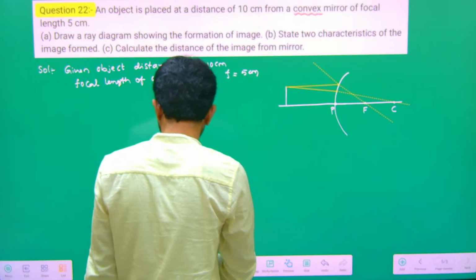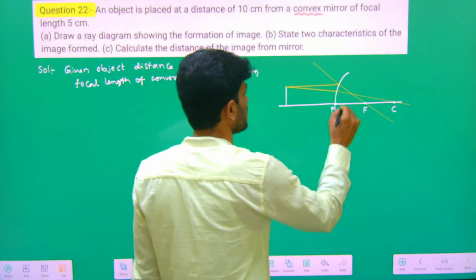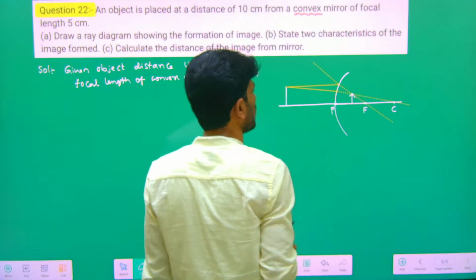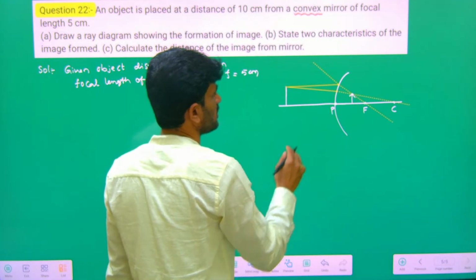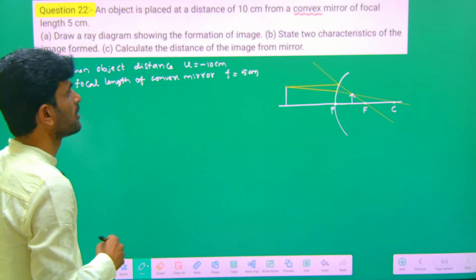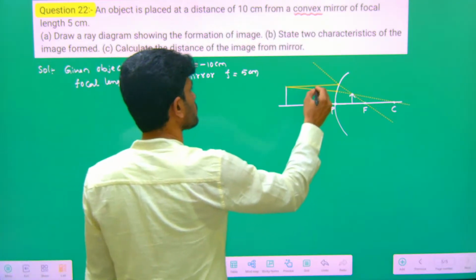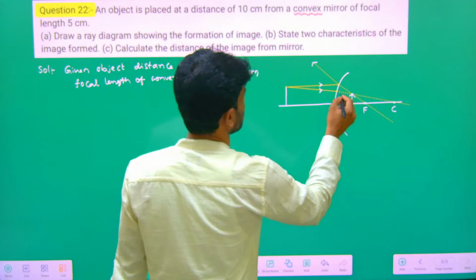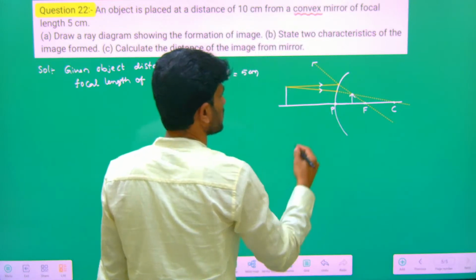Now where these two rays are meeting, these two rays are meeting at this point. So this is a virtual, direct and diminished image, and the image forms between the pole and the focus. It's like that the ray diagram will be there. This is the ray diagram. Now arrow marks you have to keep. So like this it will be there.